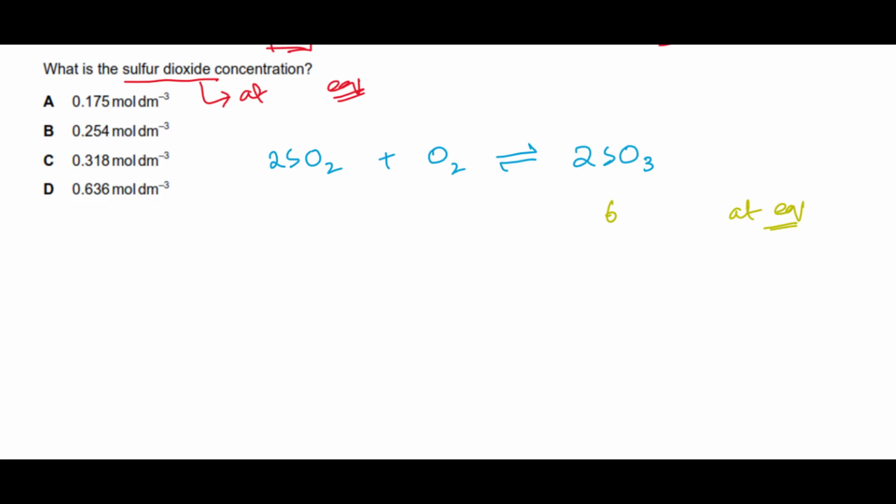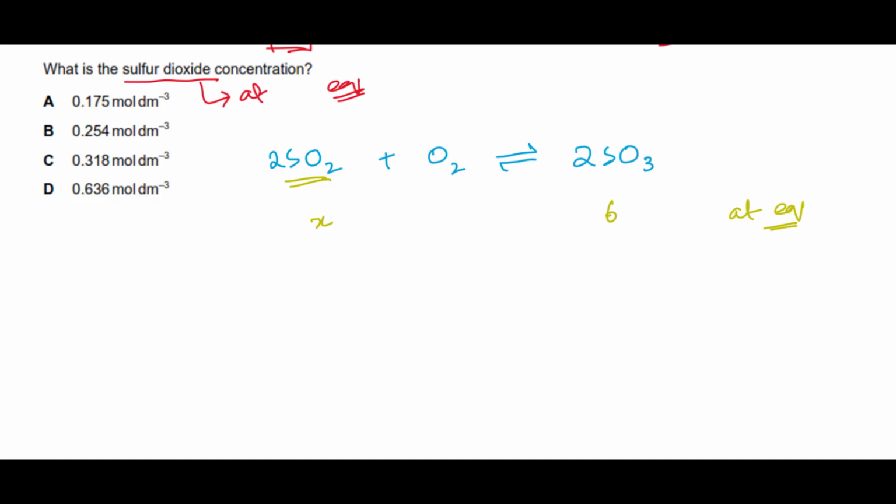So we have 6 moles of sulfur trioxide at equilibrium, and let's just assume that the concentration of sulfur dioxide is x moles per dm cube. We have to find the value of x, that at equilibrium we have x moles of sulfur dioxide and 6 moles of sulfur trioxide, which was given in the question.